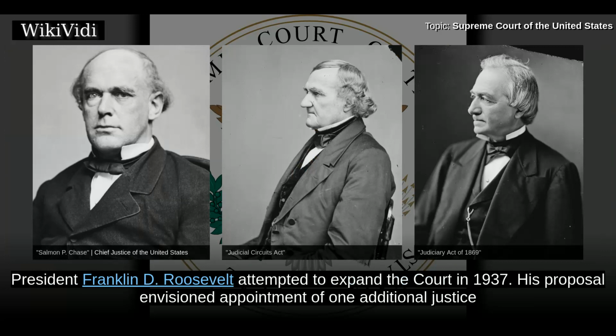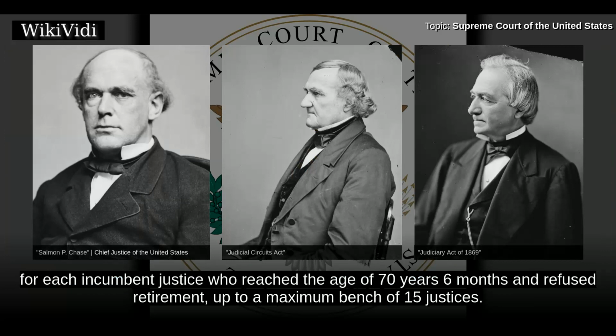President Franklin D. Roosevelt attempted to expand the court in 1937. His proposal envisioned appointment of 1 additional justice for each incumbent justice who reached the age of 70 years 6 months and refused retirement, up to a maximum bench of 15 justices.